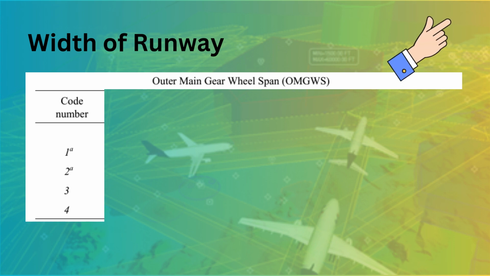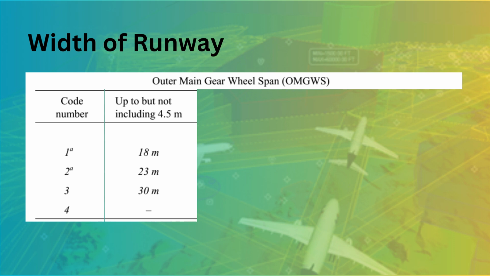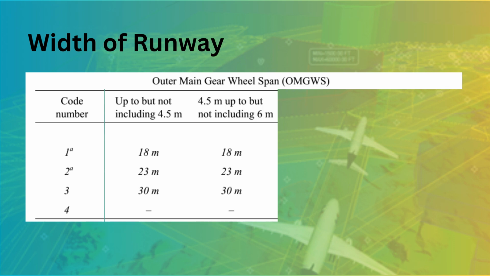If you don't know the code numbers, there's already a video on my channel that explains how aerodrome reference codes work. So if the outer main gear wheel span for an aircraft that is to be served by that runway is up to but not including 4.5 meters, code number 1 will have a runway width of 18 meters, 2 would have 23 meters, 3 would have 30 meters. If the outer main gear wheel span is 4.5 meters up to but not including 6 meters, code 1 will have an 18 meter wide runway, 2 will have 23 meters, and 3 would have 30 meters.